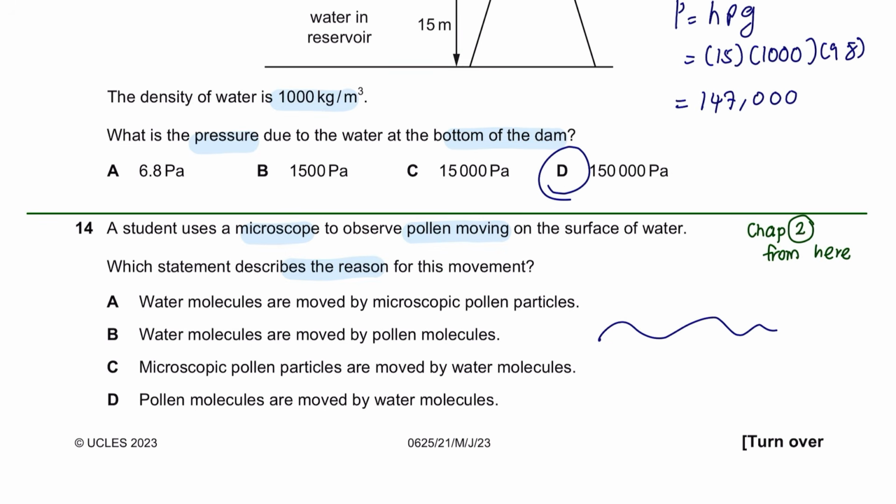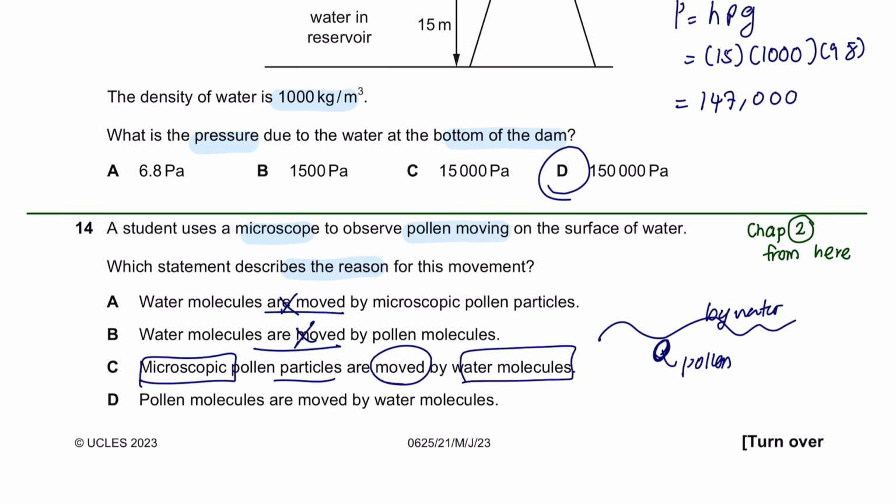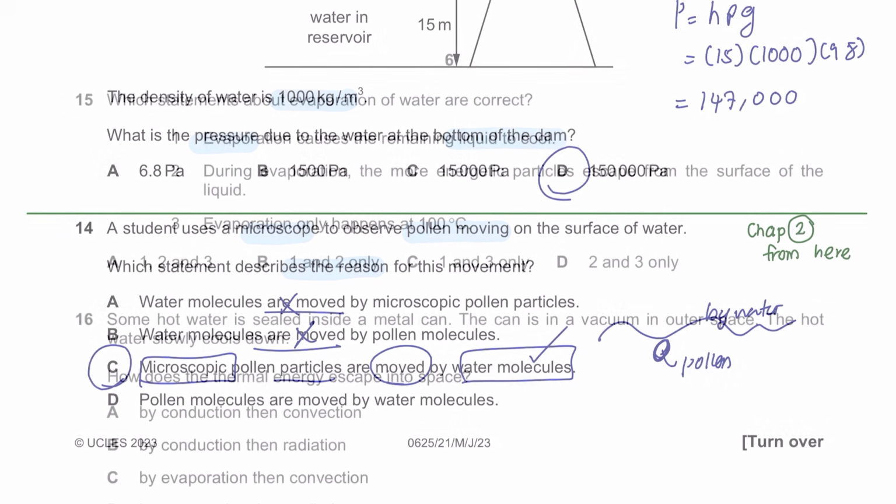So if this is the surface of water and this is your pollen, the object being moved here is the pollen, by the water. So water molecules are moved is wrong. Microscopic pollen particles are moved by water molecules. So your answer should be C.